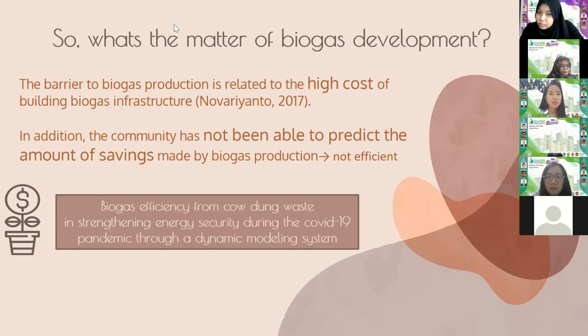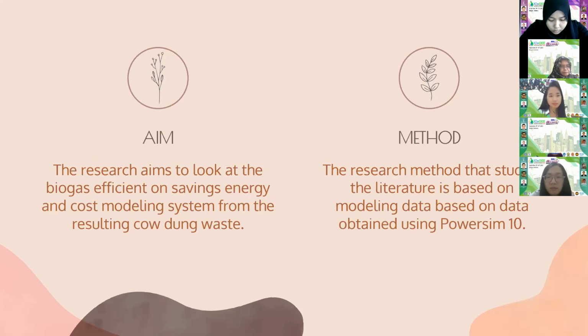So what's the matter with biogas development? First, the barrier to biogas production is related to the high cost of building biogas infrastructure. In addition, the community has not been able to predict the amount of savings made by biogas production. It refers to not being efficient. So in this paper, we talk about biogas efficiency from cow dung waste in strengthening energy security during the COVID-19 pandemic through a dynamic modeling system.